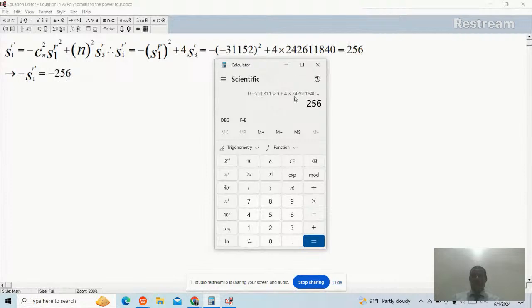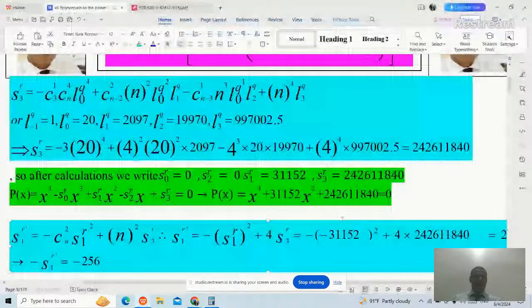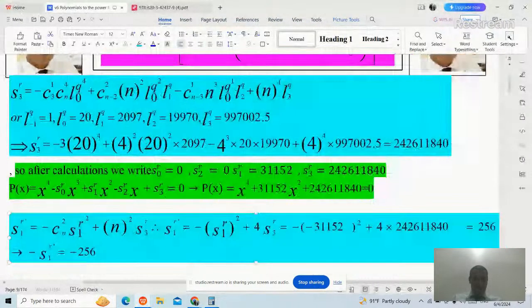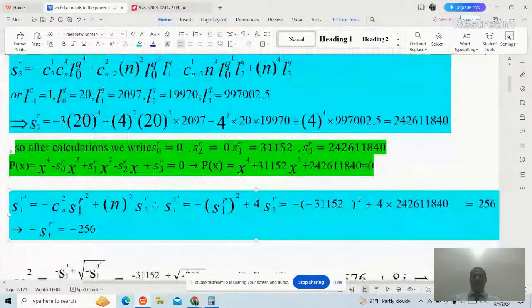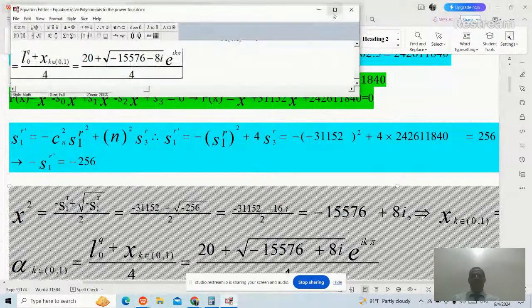Okay, now I will continue. I will close this one. I will close this one, learners. Okay, I will close again like that. Okay, now I will go back. I will make it smaller so that you can see. Yes, okay, 256. Therefore, negative S1 for the dash equal negative 256. Okay, now learners, I will use this one. Okay, how can I use it? This one I make bigger.